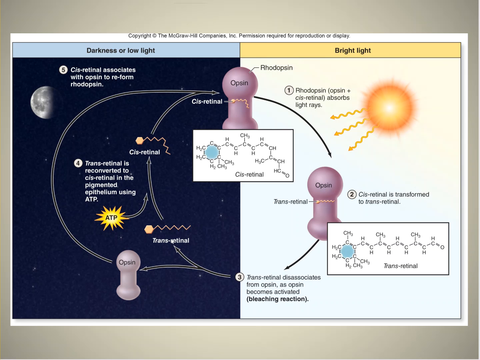And then trans-retinal is now sent into the pigmented epithelium. So this is one of the real purposes of the pigmented epithelium. It converts trans-retinal back into cis-retinal and reassociates the cis-retinal with the opsin to form rhodopsin, and it's put back into the membrane, and it goes through the whole cycle all over again. And this process of converting trans-retinal to cis-retinal takes about 5 minutes.